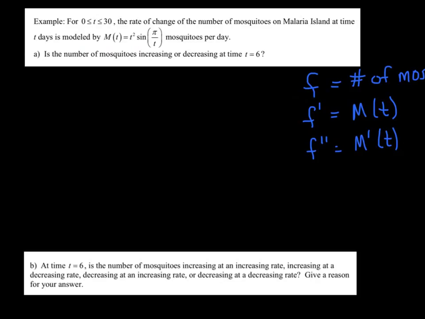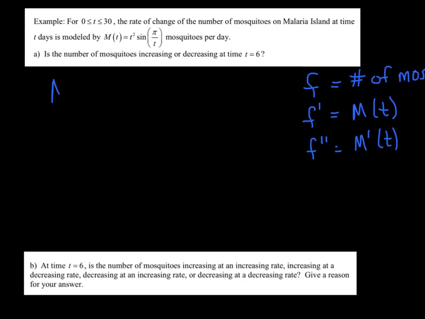So anyway, in part A, they want to know, is the number of mosquitoes increasing or decreasing? Now, they're not asking me whether m is increasing or decreasing. They're asking me whether the number of mosquitoes is increasing, which you can think of as function f here. And the only way I'm going to be able to know if that function is increasing or decreasing is to look at its derivative, which just happens to be m. So this is already the derivative we need. We don't have to take another one yet.